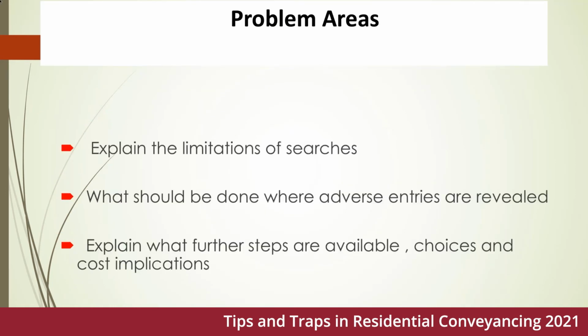Problem areas, I think we do have to explain the limitations of searches. We have to be careful with regard to adverse entries and explain to clients what steps are available, choices and cost implications. And don't forget lenders. And what I'd be saying to a lender, look, the client is saying he's not bothered about the fact that these premises have a license for the sale of alcohol, but has your valuer or surveyor taken it into account with regard to valuation? And again, if you've got adverse entries, what does a lender think? And what's the lender's view with regard to those adverse entries?